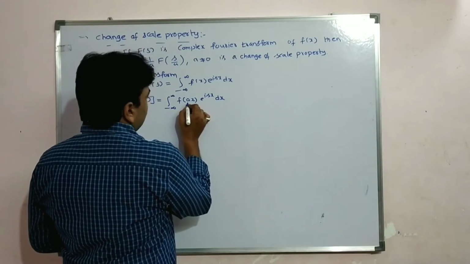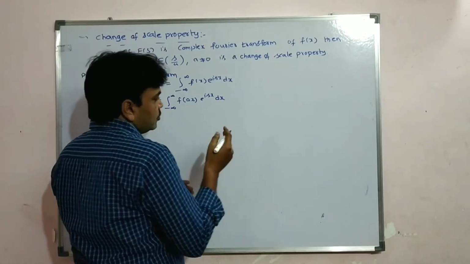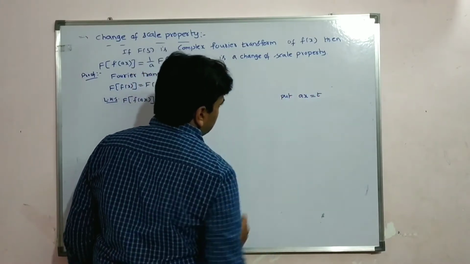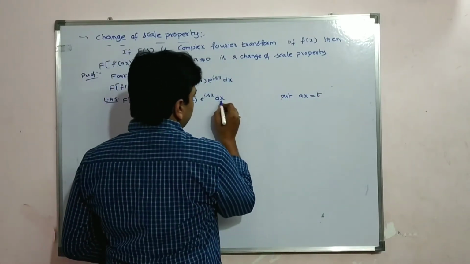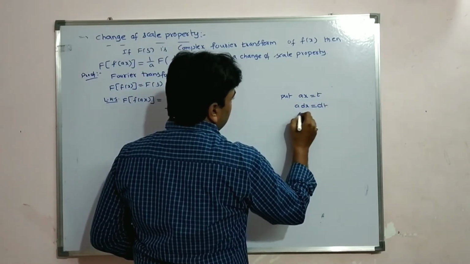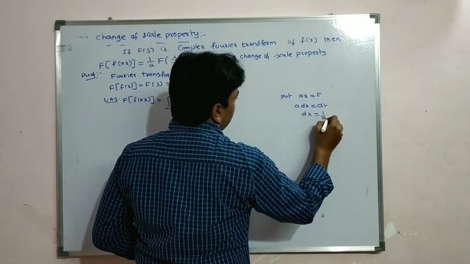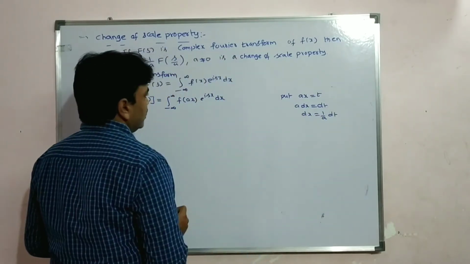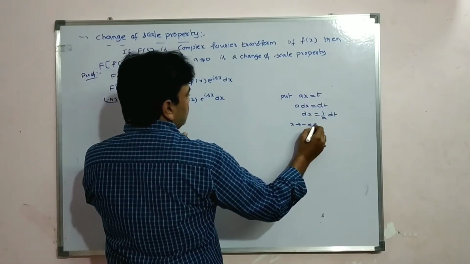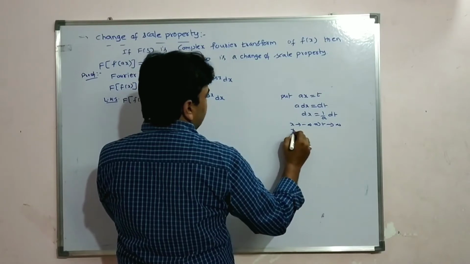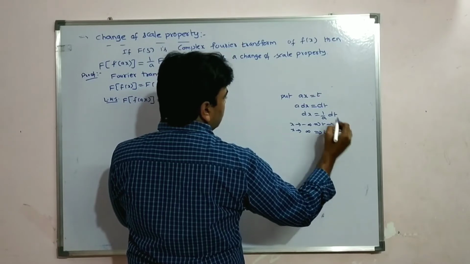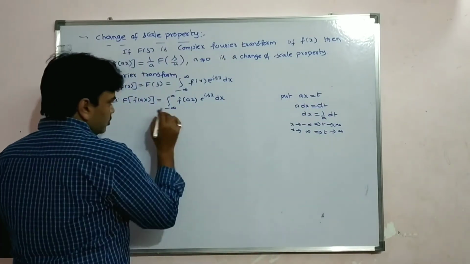Now, in place of ax, I want to write another variable, so put ax equal to t. To find dx, a dx is equal to dt, so dx is equal to 1 by a dt. If x is minus infinity, the t limit is minus infinity, and if x is infinity, the t limit is also infinity. So the limits are the same.